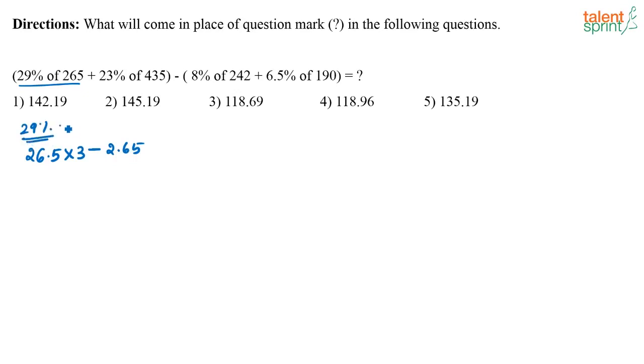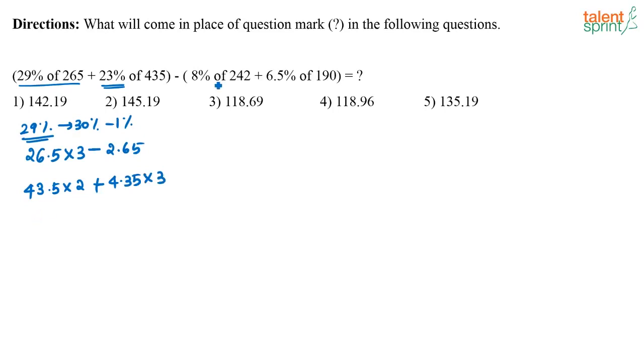29% is nothing but 30% minus 1%. So 30% of 265 is 26.5 into 3, and 1% of 265 is 2.65. Similarly, to calculate 23% of 435, what can I do? I have to find out 20% of 435, that is 43.5 into 2, plus 3% of 435. What is 3% of 435? 4.35 into 3. You can do it this way.